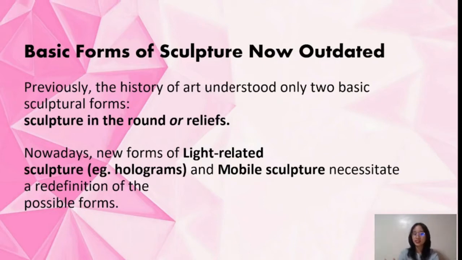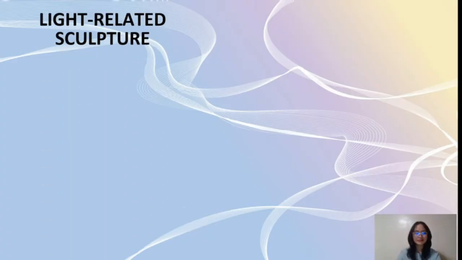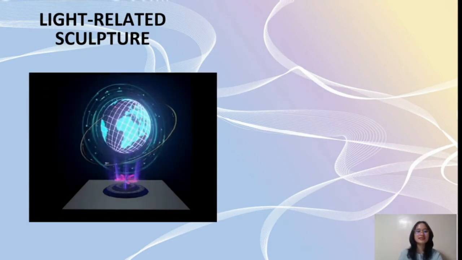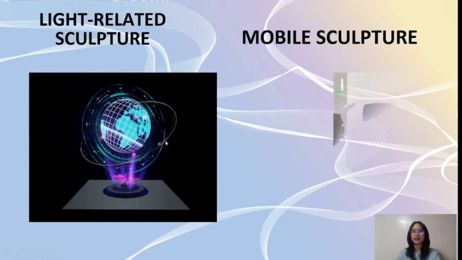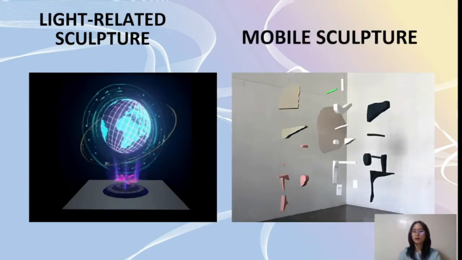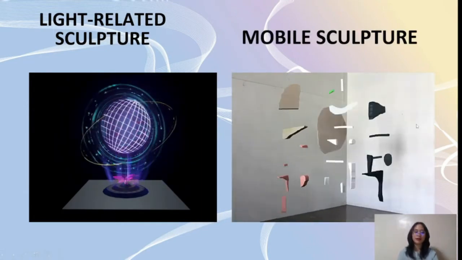But nowadays, there are new forms of sculpture. Light-related sculptures and mobile sculptures necessitate a redefinition of possible forms. The next slide is the examples of light-related sculpture and mobile sculpture for you to become more enlightened. This is a 3D hologram. Mobile sculpture, this is its example.